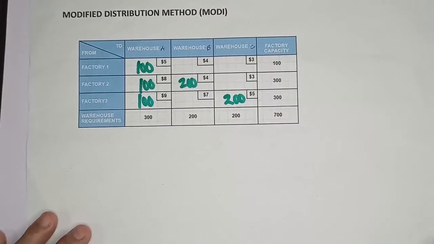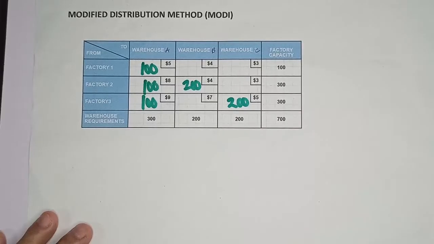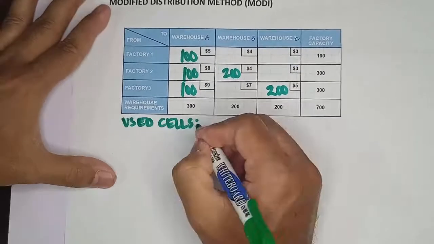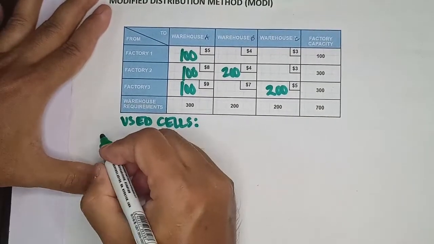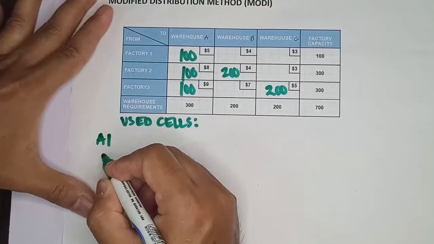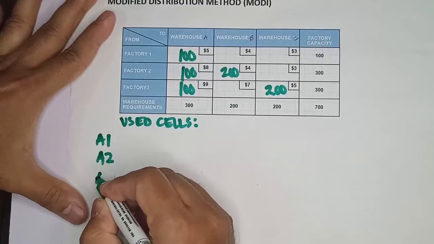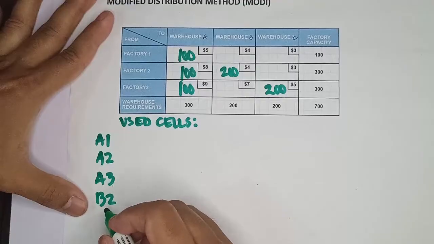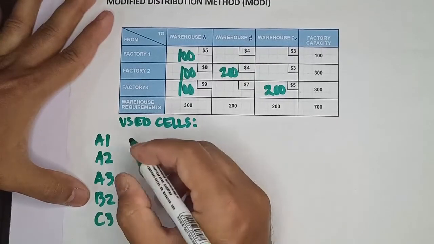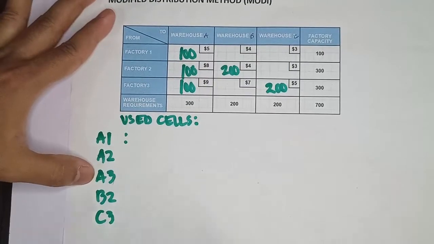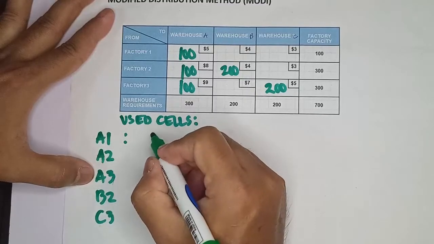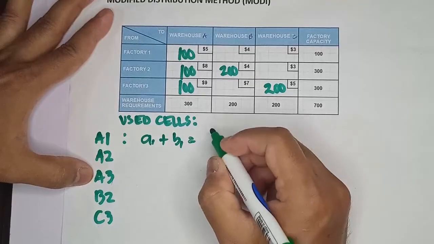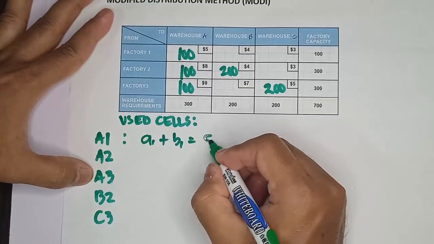And the process will repeat itself until such time all improvement indices are positive. The used cells are A1, A2, A3, B2, and C3. The equation for A1 is A1 plus B1 equal to 5.